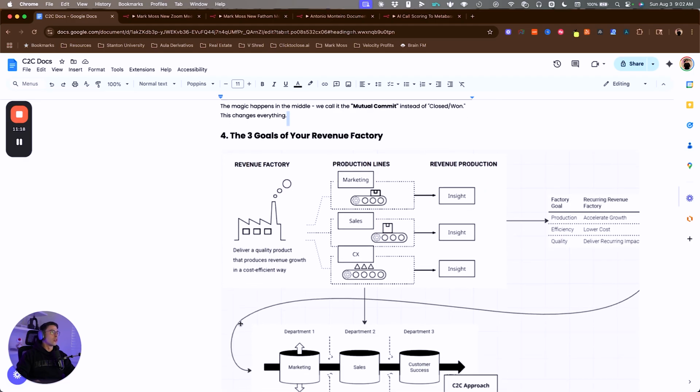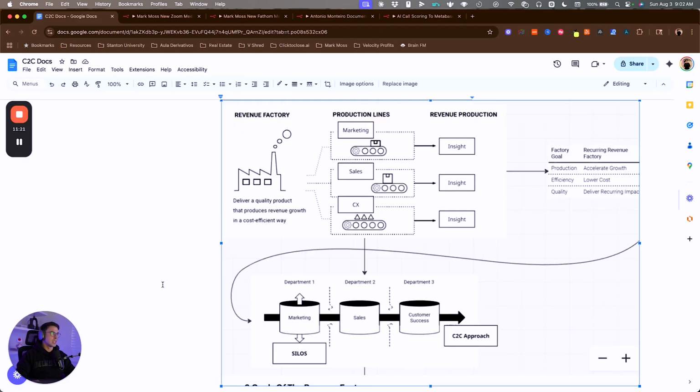And in the three goals of your revenue factory, for the most part, you have the production lines here. So you have people that work in these departments, but the goal is to deliver a quality product that produces revenue growth in a cost-efficient way. And you have the marketing that does its thing, the sales, social media, and all that stuff that's within the marketing, and the CX.